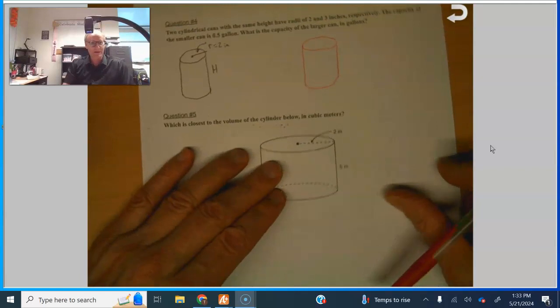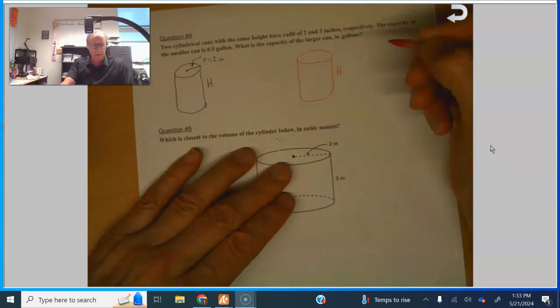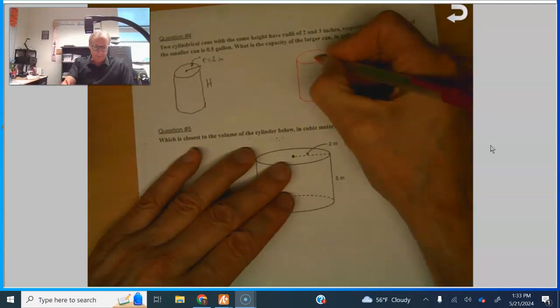Sorry, I was getting in the way of my diagram here. And this one has an h height as well. They're both the same height. That's why I put h there. And this one has a radius, though, of 3 inches. It's a little bigger.